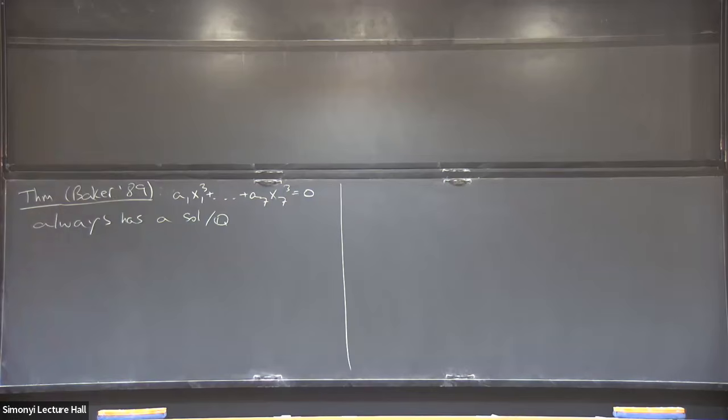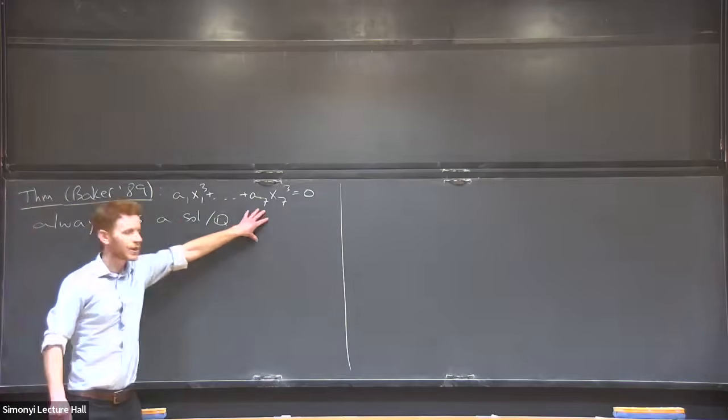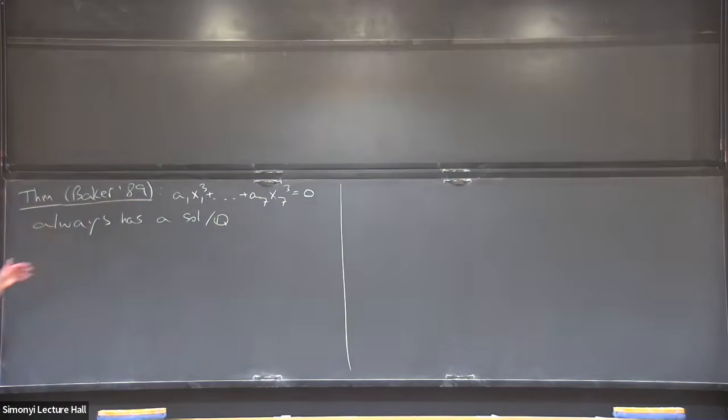Okay, so this is sort of typical of the situation I'm going to talk about today, that when you have sufficiently many variables, then you always have rational points. And the proof of this result uses the Hardy-Littlewood circle method. So this uses analysis, harmonic analysis.